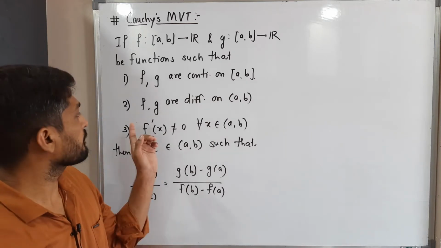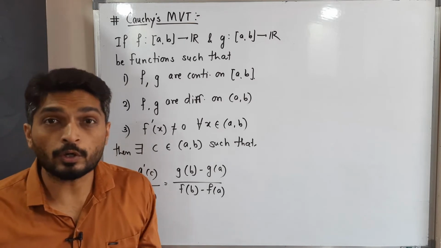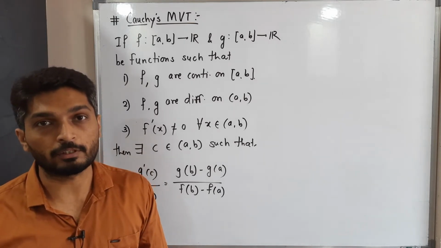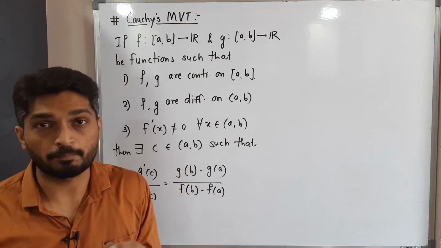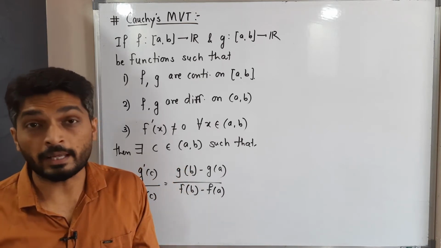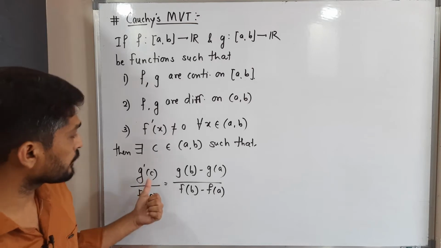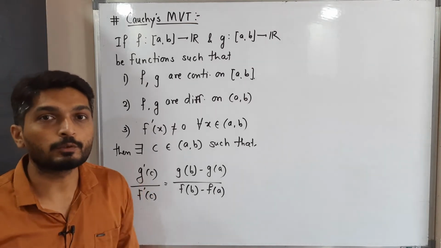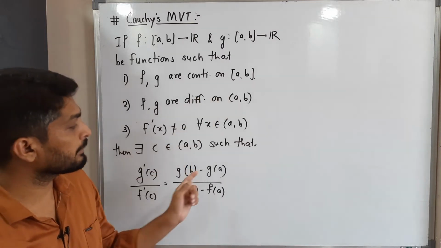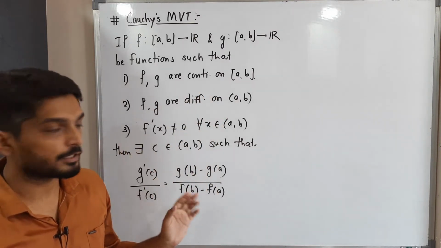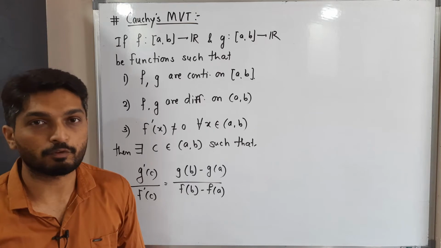Third condition is f dash of x must be non-zero for all x belongs to open interval (a, b). In that case, this theorem says there exists some point c in open interval (a, b) such that g dash of c upon f dash of c is equal to g of b minus g of a, that means g of end point of that interval minus g of first point of that interval, upon same f of b minus f of a.